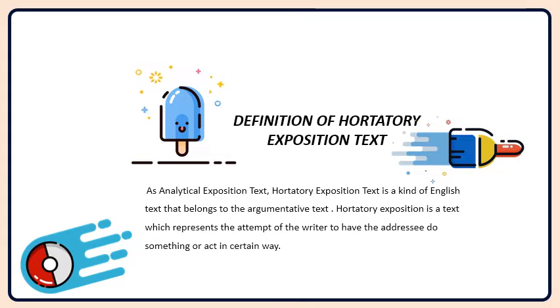Definition of hortatory exposition as analytical exposition text. Hortatory exposition text is a kind of English text that belongs to the argumentative text. Hortatory exposition is a text which represents the aim of the writer to have the readers do something or act in a certain way.